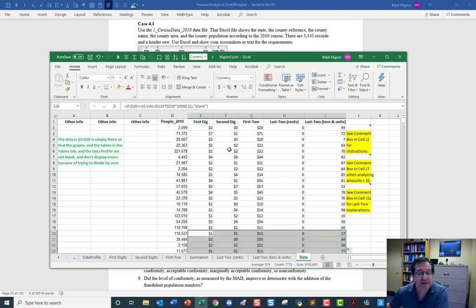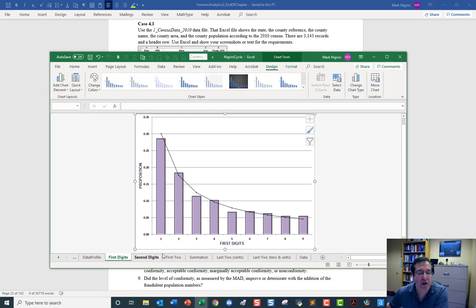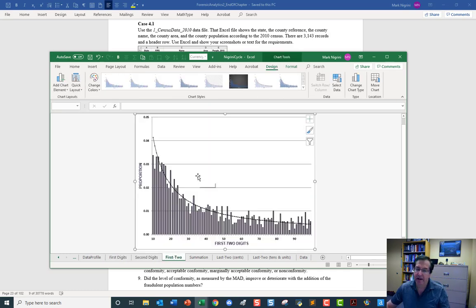And now it's run the first digit test. There's my first digit graph. There's my first 2-digit graph. Bit more messy, as you might notice. And what does it say? Stage 2 used the first 2-digit MAD. So I've done the first 2-digit test.